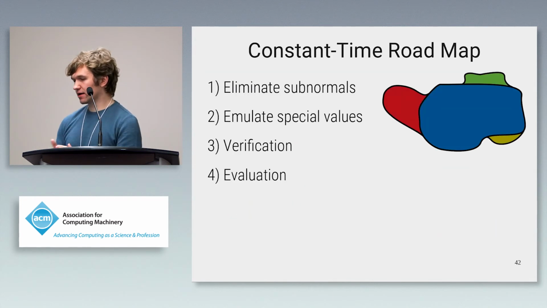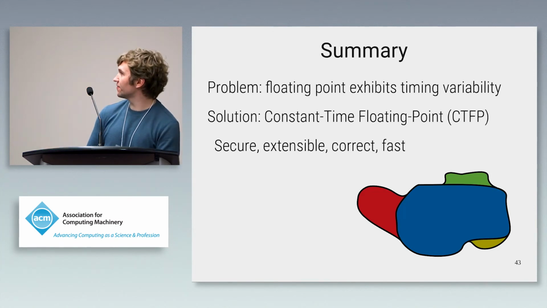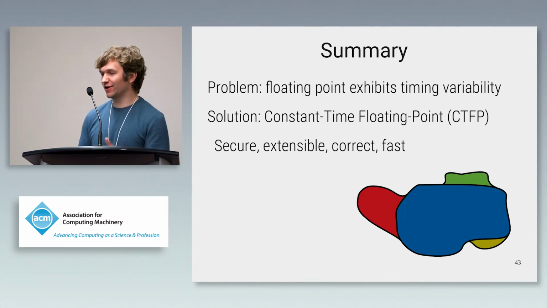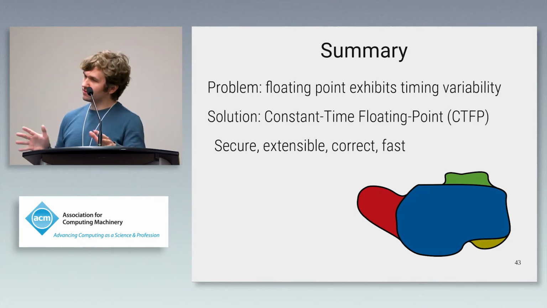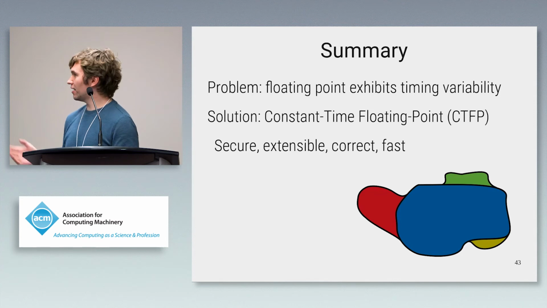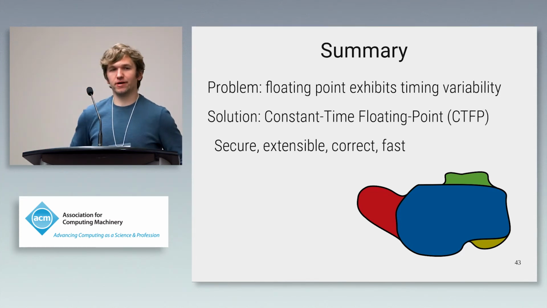And with that, that covers everything I wanted to cover. And to summarize, the problem we're talking about here is floating point timing variability. And our solution is this secure, extensible, correct, relatively fast operations on floating point numbers. Thank you.